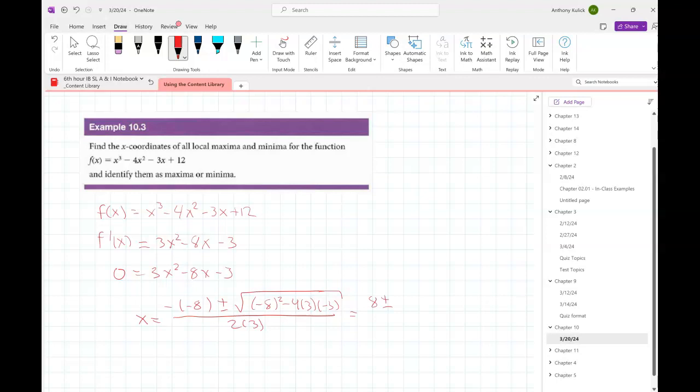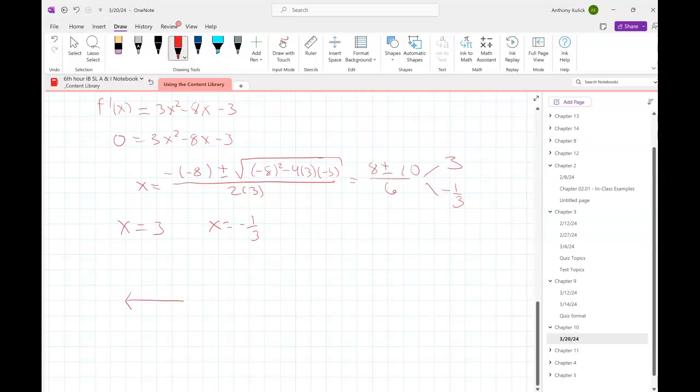So that's going to be 64. Plus 36, which is 100. The square root of 100 is 10. So 8 plus 10 is 18, and divided by 6 is 3. 8 minus 10 is negative 2, divided by 6 is negative 1/3. So those are my two critical values, or stationary points.